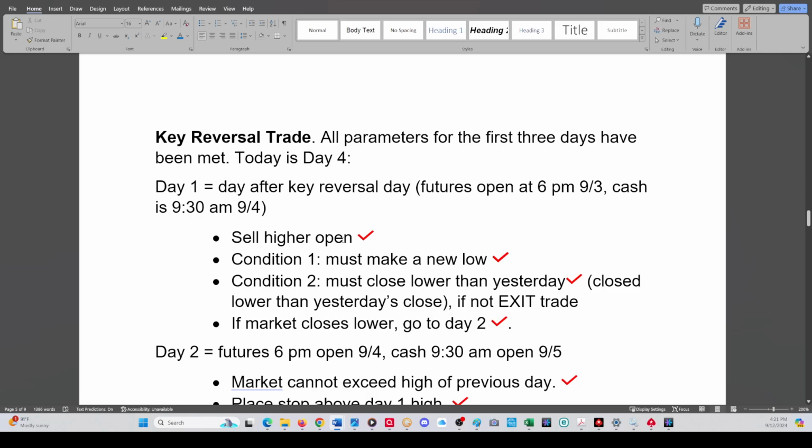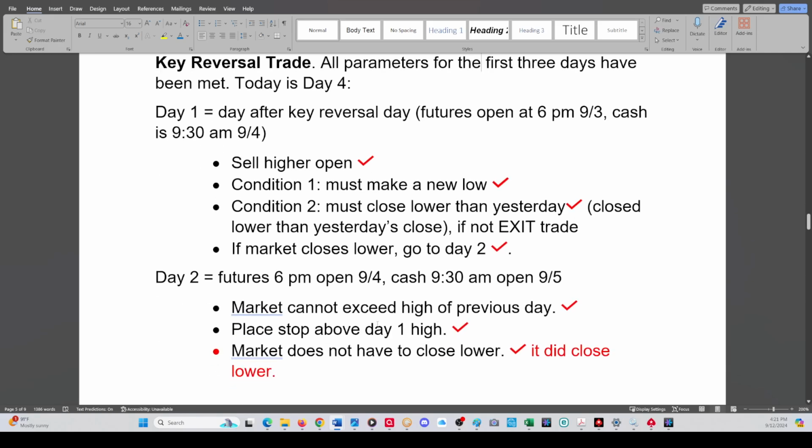Must make a sell at the higher open, okay. Make a new low, check. Must close lower than yesterday, check. If the market closes lower, go to day two. It's a 4-day trade. Then day two, again, the market cannot exceed the high of the previous day. Check. Place a stop above the day one high. Check, did that. The market does not have to close lower, but it did.